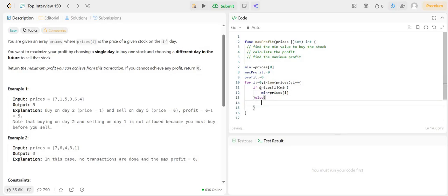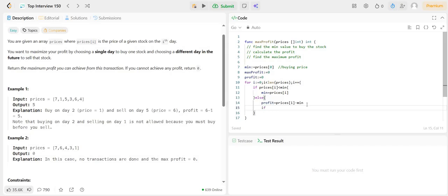Otherwise, if that is not a new minimum, it means we have some minimum value, so we have to calculate the profit. How will you calculate the profit? Profit will be the current value, prices of i, minus the minimum value. The minimum value is nothing but the buying price at which you are going to buy, and the current value is nothing but the selling price.